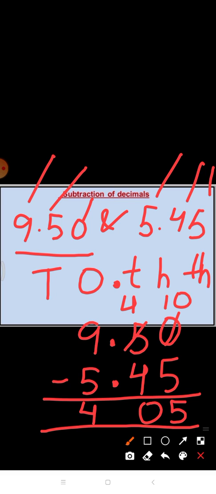Now students, put the decimal point in the answer. It will be in the same place as in the numbers above it. So I'll put decimal point here. So the difference is 4.05. I hope students this is clear.